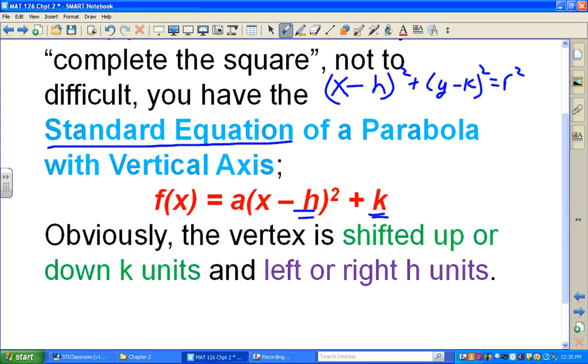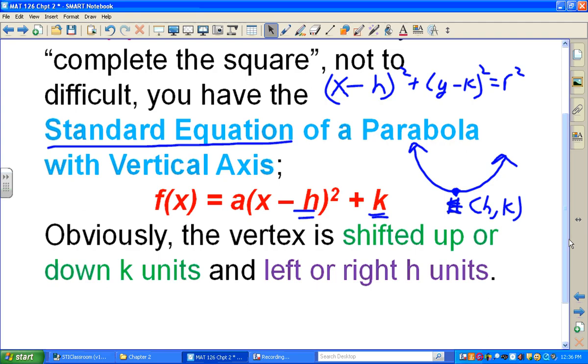The vertex is where things change. Instead of going down, you go up. Instead of going up, you go down. That's the vertex. So it has the vertex at small h, small k. And you find the vertex by completing the square. Or, if you know calculus, bam, one step, you've got the vertex and you're moving on. But we don't know calculus yet. Okay, so the vertex is shifted up or down k units, thereby giving you the center of it.